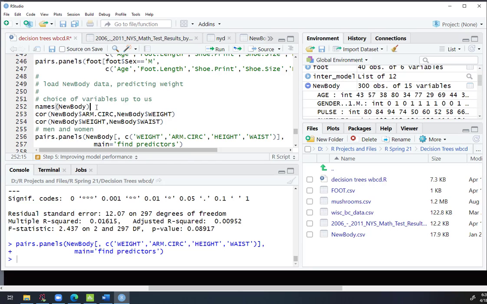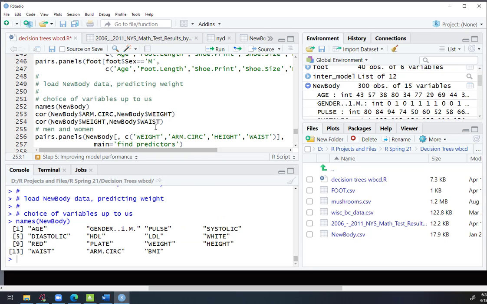Now let's see what we've got to work with, because remember, in linear regression, it's up to us to build the model. And so I'm going to run names, and these are the names I just went over, but I'm illustrating the commands and a useful sequence for going through these commands.